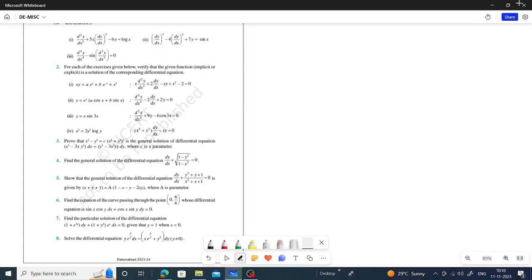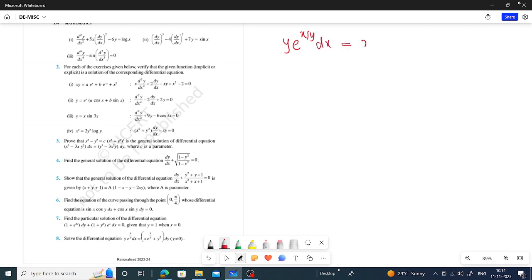Now question number 8. Solve the differential equation y e raised to x by y dx equal to (x e raised to x by y plus y square) dy.